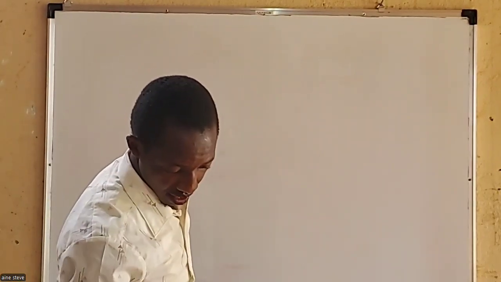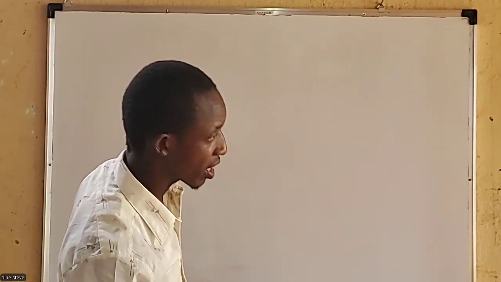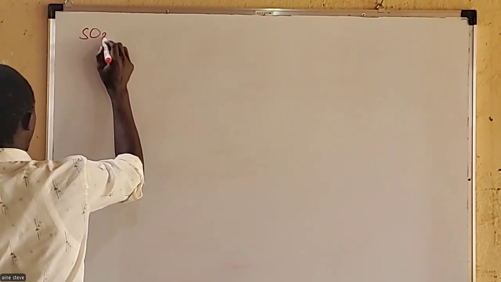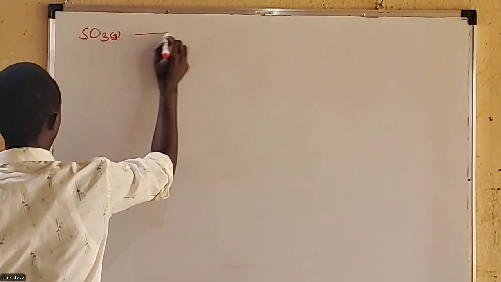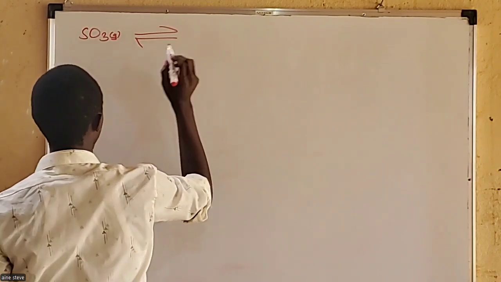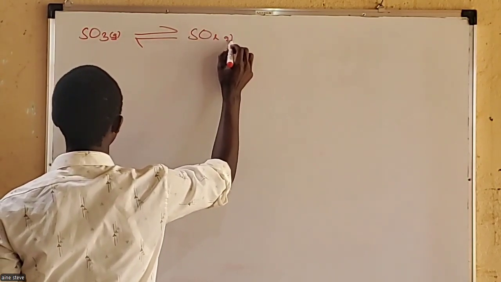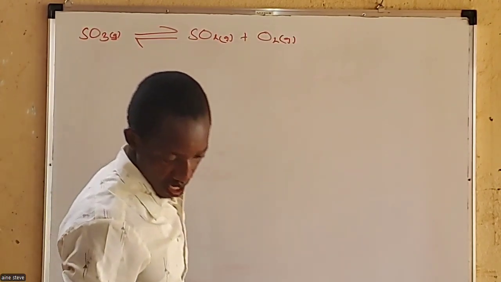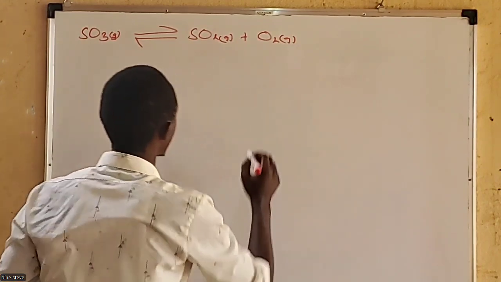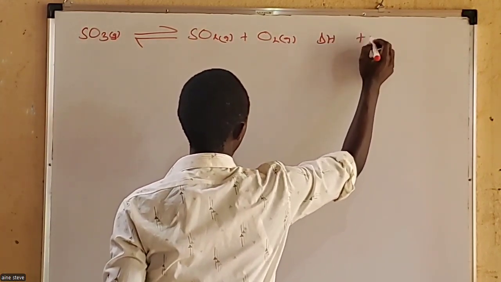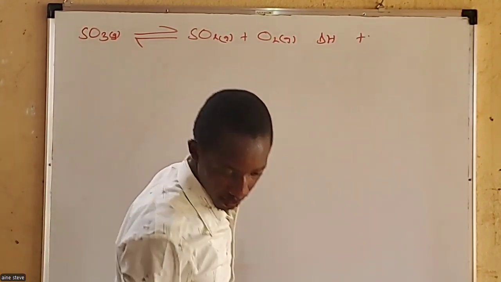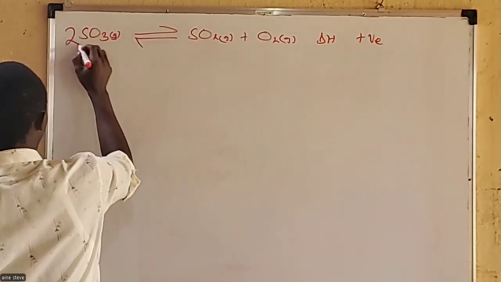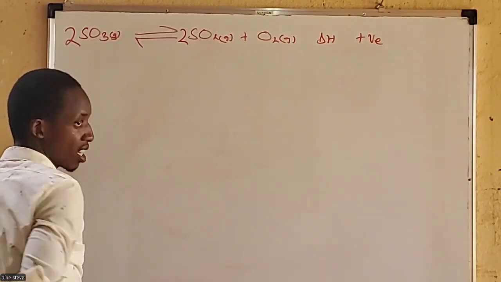There's a question that says sulfur trioxide decomposes according to the following equation. Sulfur trioxide gas decomposes to give us sulfur dioxide gas plus oxygen gas. According to the following equation, the enthalpy change is positive. And therefore, if you look at this, it is a 2, you have to put here a 2.